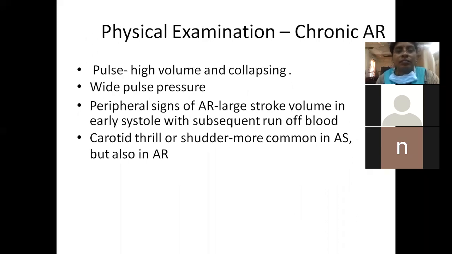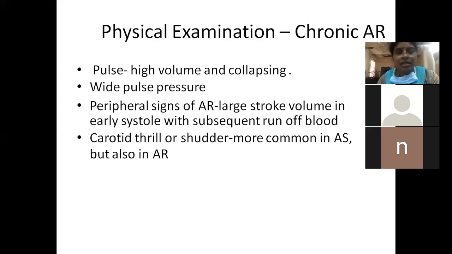Okay. Then what are the examination findings? On examination, the pulse is high volume. High volume is because of the high stroke volume or high cardiac output. Another valve disease that produces a high volume pulse is mitral regurgitation. So how to differentiate mitral regurgitation from aortic regurgitation depending upon the pulse? The pulse here is high volume and collapsing in nature, or a water hammer pulse. In mitral regurgitation, there is only a high volume pulse, no collapsing nature.